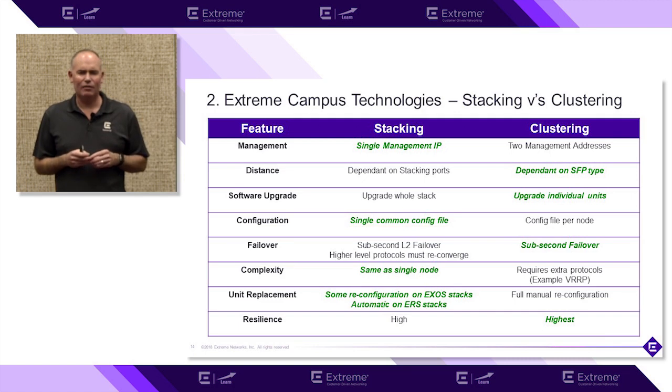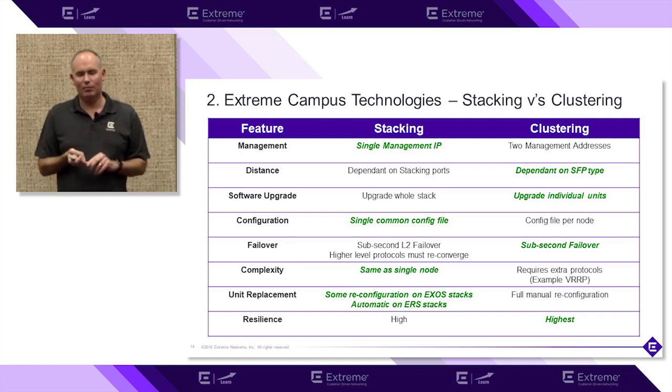If we look at failover, the 2 technologies are very similar. Stacking will fail over very quick. If there's a switch failure or we break one of the links in the stack, we will have sub-second recovery. However, with stacking, one of the switches in the stack will actually be the master node. It's basically controlling the higher level functions of the entire stack.